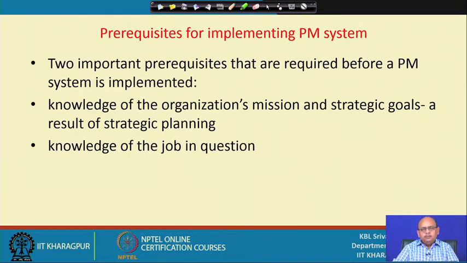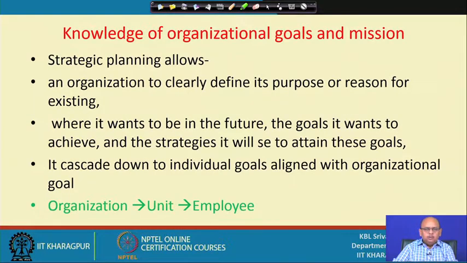of the job. So, first you have to know about the strategies, goals and objectives of the organization, and for the second part you have to go for a thorough job analysis, looking into the job description, because that is going to provide you a basis for identifying tasks and duties. Now, the first thing is knowledge of organizational goals and mission.